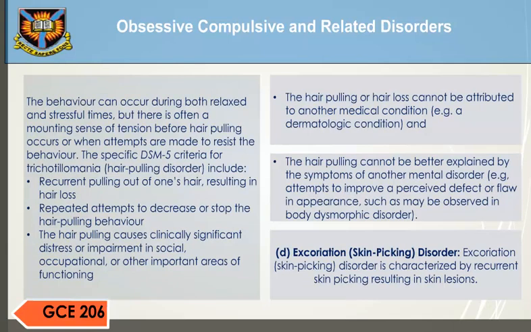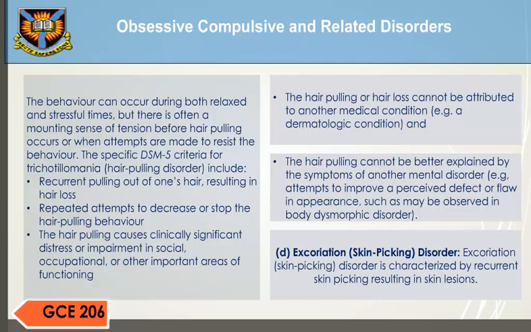The behavior can occur during both relaxed and stressful times, but there is often a mounting sense of tension before hair pulling occurs, or when attempts are made to resist the behavior. The specific DSM-5 criteria for trichotillomania hair pulling disorder include recurrent pulling out of one's hair resulting in hair loss, and repeated attempts to decrease or stop the hair pulling behavior.